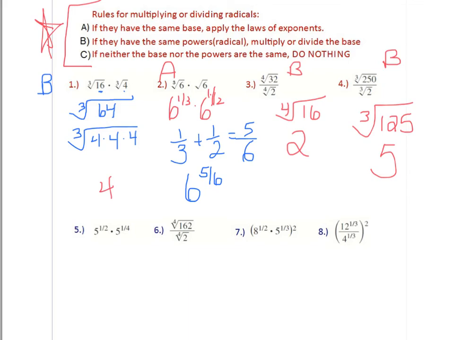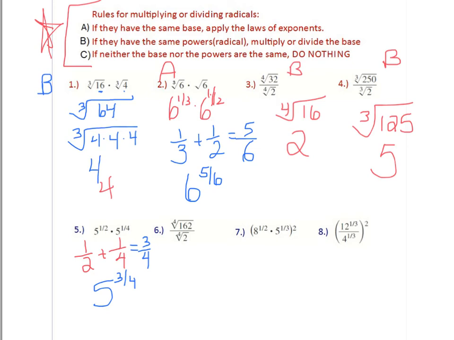Okay, so for number 5, we have the same bases, which means we're going to apply the law of exponents. So we're going to add 1/2 and 1/4. That is 3/4, so our answer is 5 to the 3/4. What I should have said in the very beginning, I'm sorry I didn't, if your problem starts as fraction exponents, you can leave your answer as a fraction exponent. If you get to something where it's a radical that can simplify, you should definitely simplify.